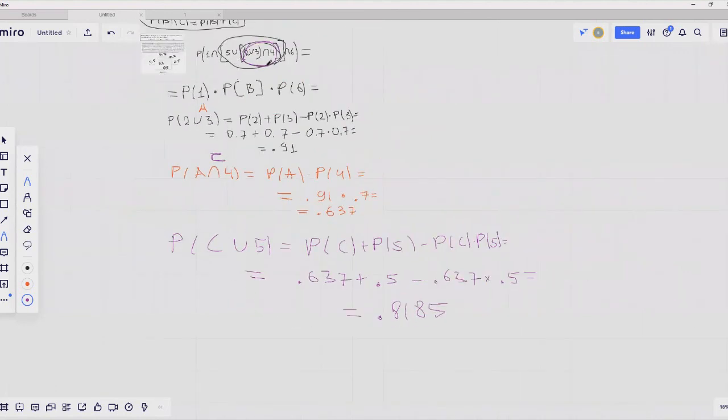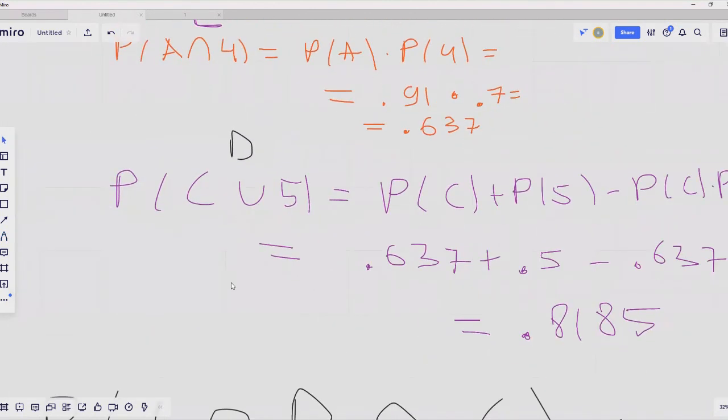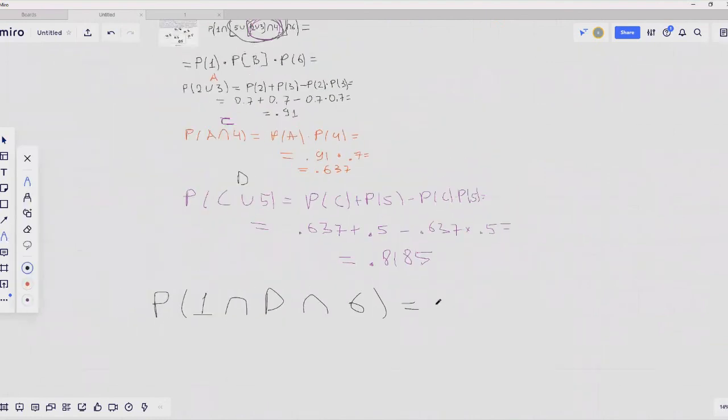All right, now finally, we are looking for the probability of the intersection of 1 with, let's call this one event D, with D and intersection with 6. The probability that 1 and 6 will pass the budget is equal to 0.5. So it is equal to 0.5 multiplied by 0.8185 multiplied by 0.5. So the answer is 0.205.